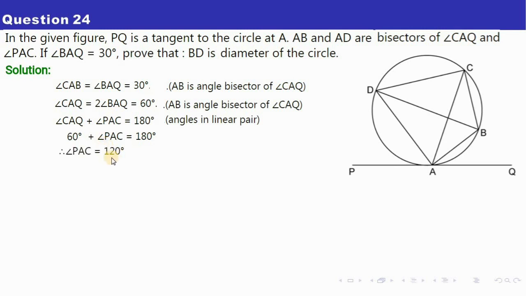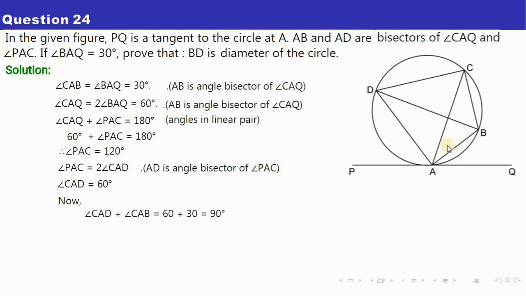So what is the value of PAC? PAC turns out to be, this full angle turns out to be how much? 120 degree. And we want to find the value of this angle, right? This angle will be just half of this, isn't it? Because AD is the bisector. So this angle will be again 60 degree. So CAD means this angle is 60 degree, and we already know this angle is 30 degree, right? Now we can say BAD is this plus this, that is 90 degree. So BAD or DAB turns out to be 90 degree. So we showed that this is 90 degree. This means that BD is your diameter.